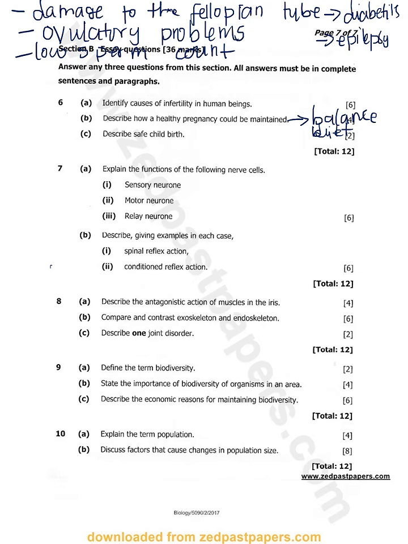Now let's move on to question C. Describe safe childbirth. If we look at safe childbirth, we are looking at the birth itself. Here we do not have any complicating condition or operation. We are looking at a situation where an unborn baby has a normal birth. That is the safe childbirth.